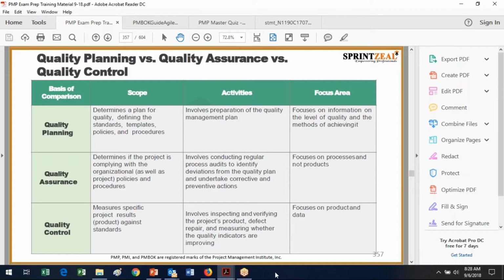And basically, the planning tells you what you're going to do. So you prepare the plan and you focus on what level of quality you're going to have and how you're going to achieve it. And then quality assurance is how you're going to comply. So basically, how you're going to do it in terms of, say, audits or what you're going to do about deviations and maybe corrective and preventative actions. So again, this is more of the process and not the product.